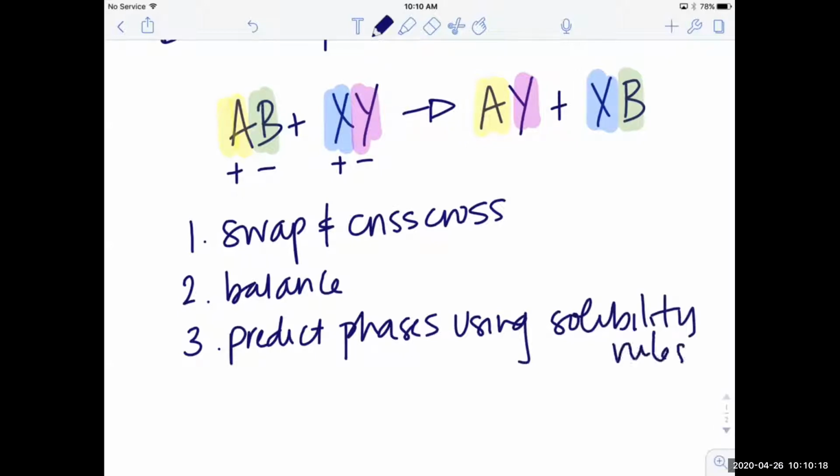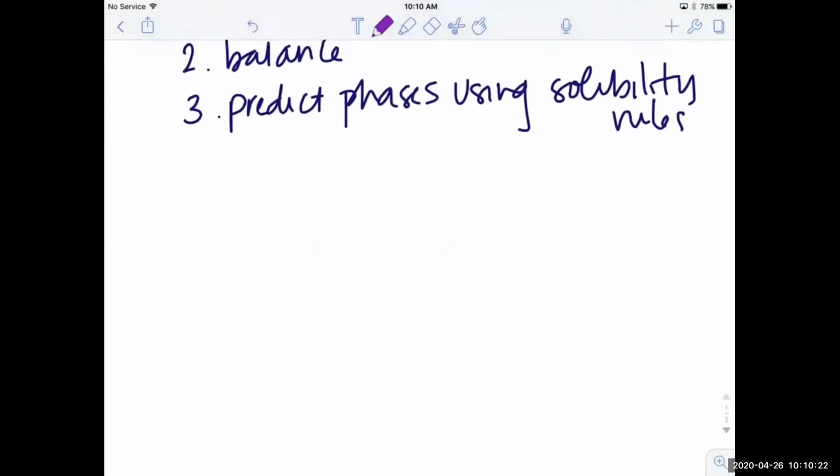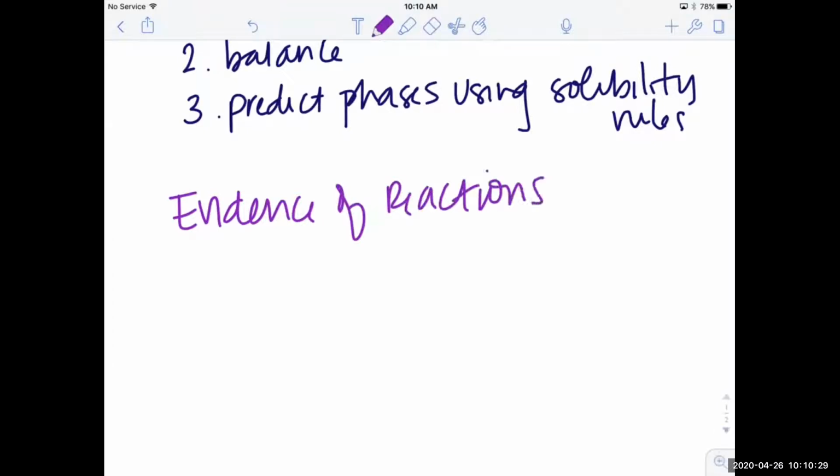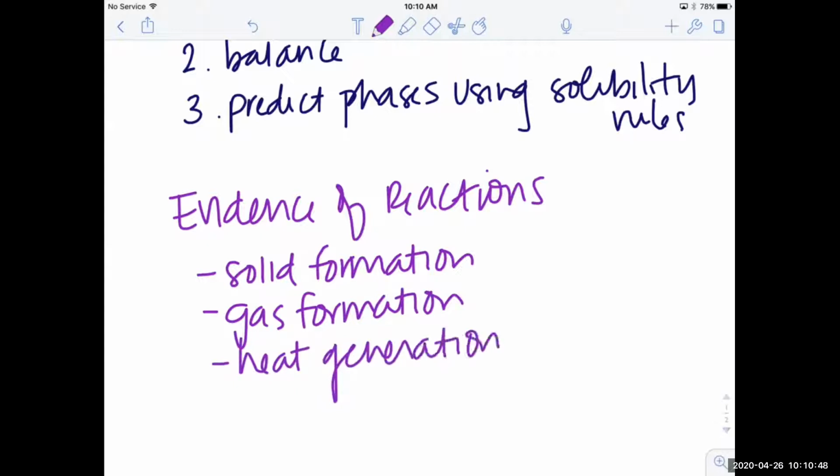The other thing I want to go over are the different evidence of reactions. When we watch the videos for this, we will see a couple different things. If we have clear solutions, essentially, if we have a solid formation, if we have a gas formation, or if we have heat generation, these are all different evidence of reactions.